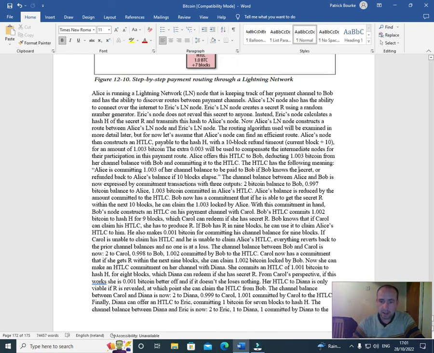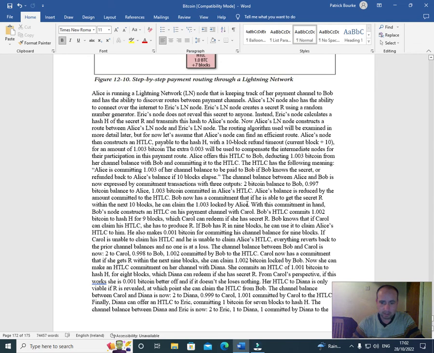The HTLC has the following meaning: Alice is committing 1.003 of her channel balance to be paid to Bob if Bob knows the secret, or refunded back to Alice's balance if 10 blocks elapse. The channel balance between Alice and Bob is now expressed by commitment transactions with 3 outputs: 2 Bitcoin to Bob, 0.997 Bitcoin balance to Alice, 1.003 Bitcoin committed to in Alice's HTLC. Alice's balance is reduced by the amount committed to the HTLC.